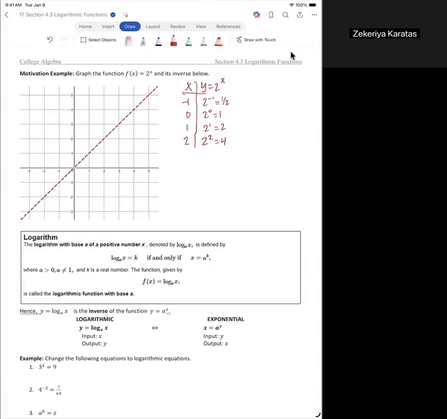So this is from exponential functions. We just plot those points: at negative 1, it's 1 over 2; 0, 1; then 1 comma 2; and at 2 it's 4. So the graph grows really fast towards the right and gets close to the x-axis on the left.